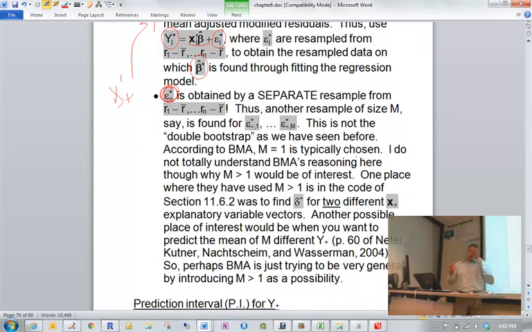Now, the way that the book discusses it, they say you could take another resample size M. And I think it actually kind of confuses matters by them doing it. I understand what they're trying to do is to be general. Let's say perhaps you have M different prediction intervals that you want. Well, then that's where that M basically comes from.